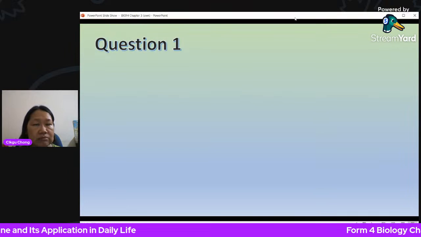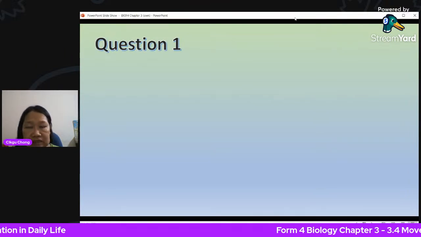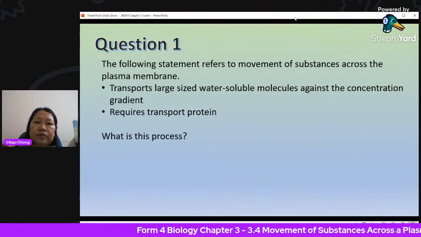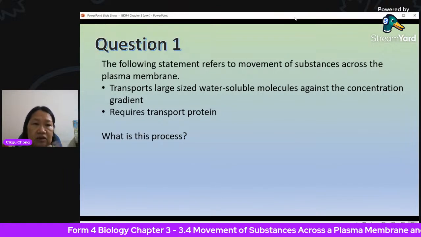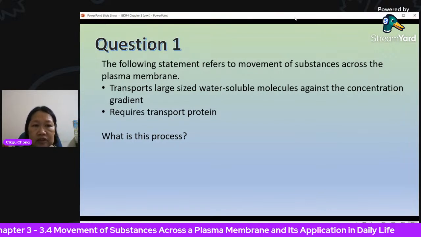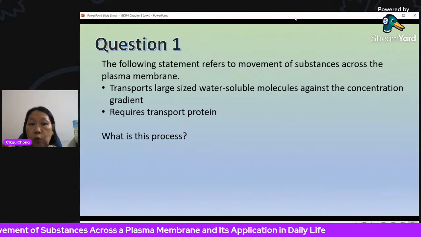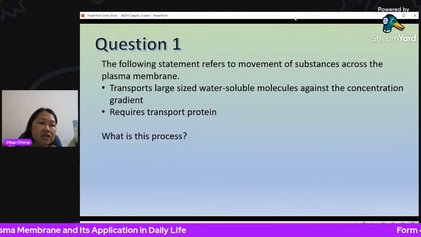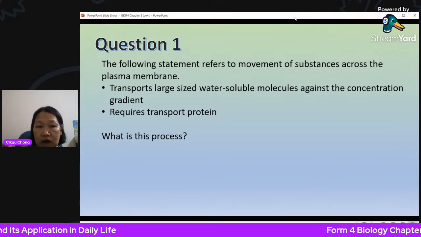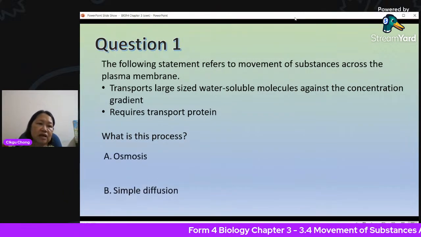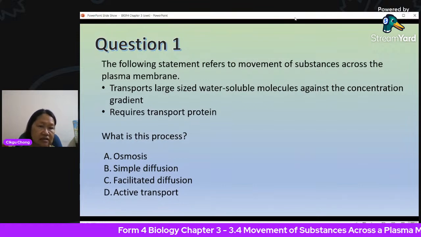I'll give you some time. Maybe if any one of you can type your answer there, you can try. Okay, let's look at this. The following statement refers to the movement of substances across the plasma membrane. So look at the features here. Transports large-sized water-soluble molecules against the concentration gradient. Requires transport protein. So what is this process? A, B, C, and D.